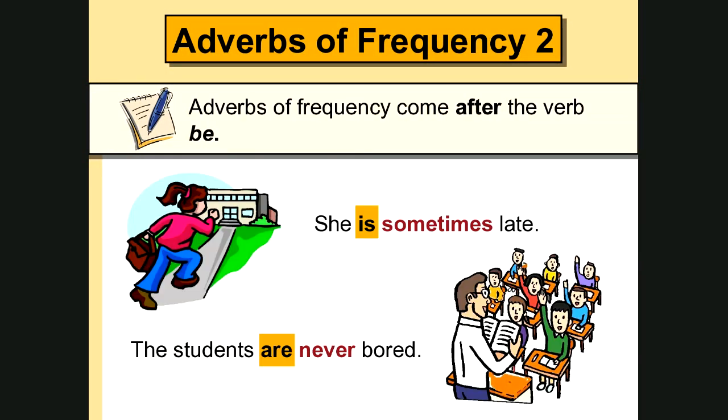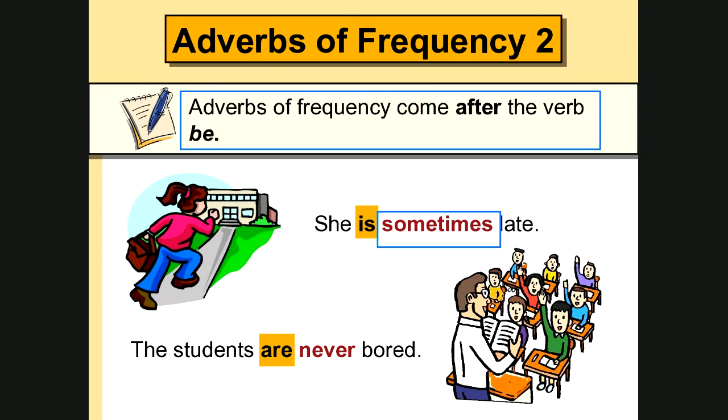Here we have some examples. They commonly come after the verb to be. If you are using the verb to be, they come after the verb to be. She is sometimes late. The students are never bored.